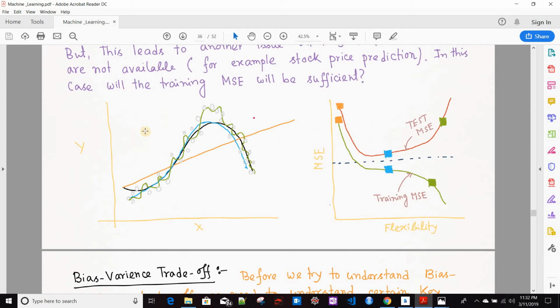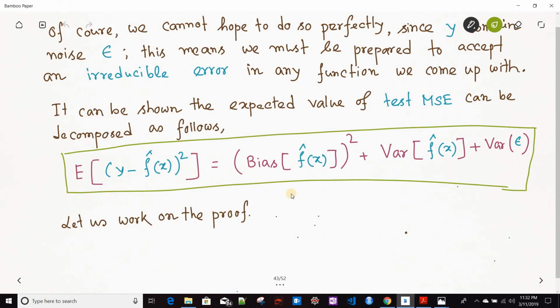So in future videos we'll see this bias variance trade-off. This bias variance concept is actually the basis of ridge and lasso regression. We'll see that one as well. For now, let us consider how we can come up with this one.